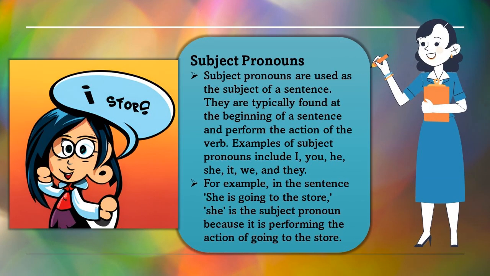What are subject pronouns? Subject pronouns are used as the subject of a sentence. They are typically found at the beginning of a sentence and perform the action of the verb. Examples of subject pronouns include I, you, he, she, it, we, and they.